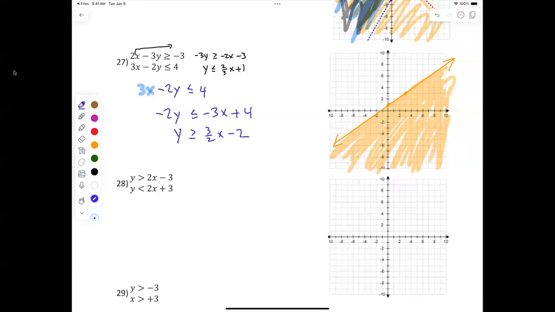So now from there, guys, I got to plot what? Down 2. Then from there, up 3 over 2. Solid line. And I'm shading where? Above.